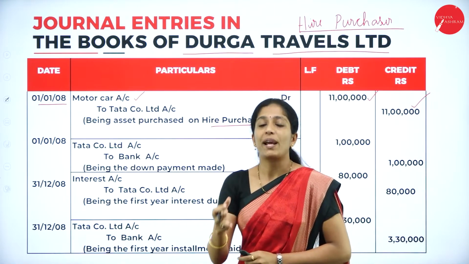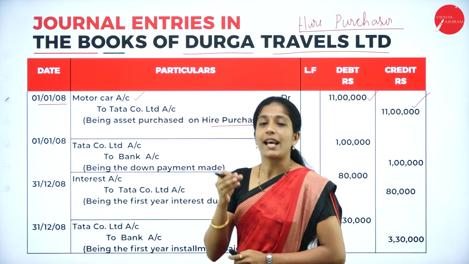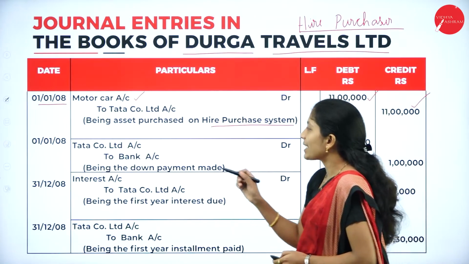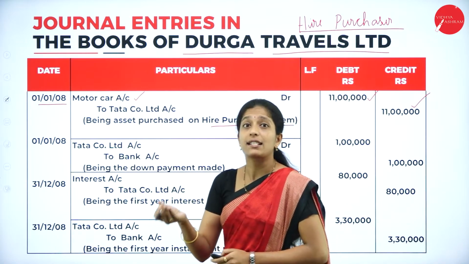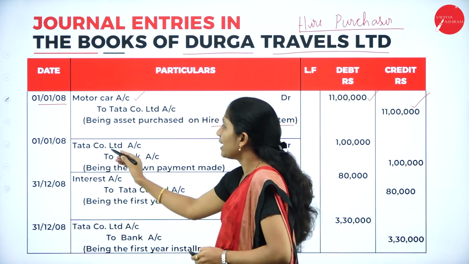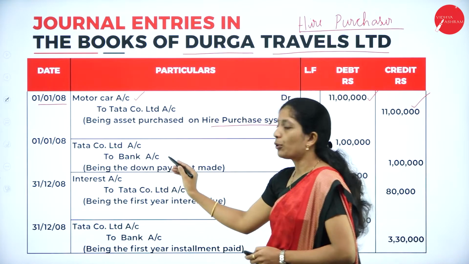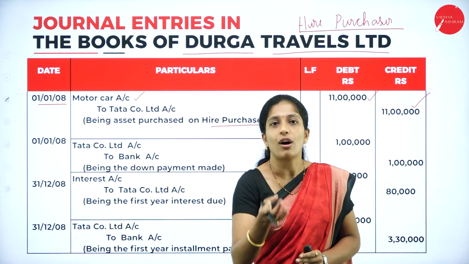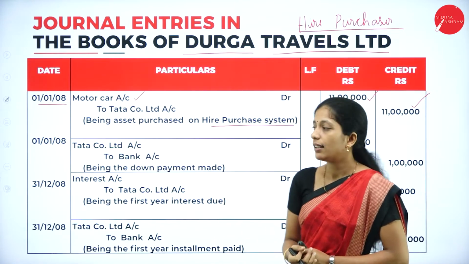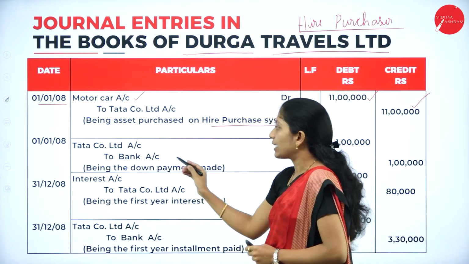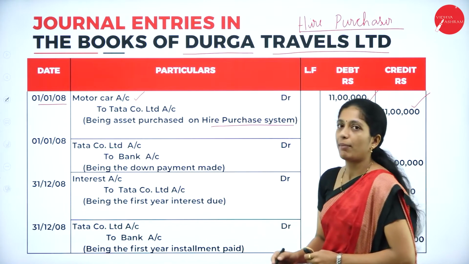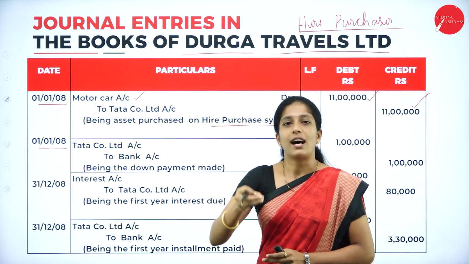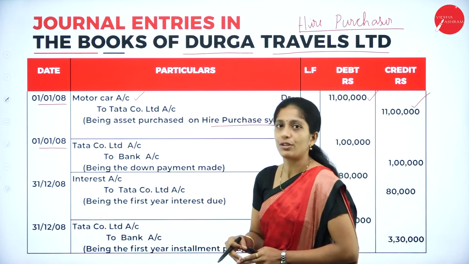Now what is the second entry? For making down payment. Here they have made a down payment of 1 lakh. So what is the entry? Who is receiving that amount? Hire seller, right? The hire seller here is Tata Company Limited account, debit to bank account. Why are we crediting bank account? Because cash or bank goes out from hire purchaser, right? So Tata Company Limited account debit to bank account, being the down payment made. This is made on the same date on which the asset has been received, that is on 1/1/2008.